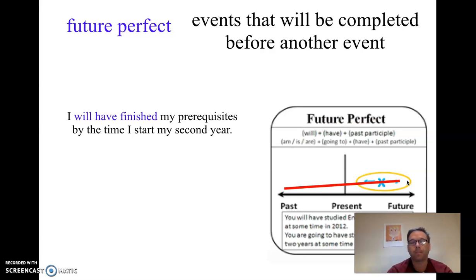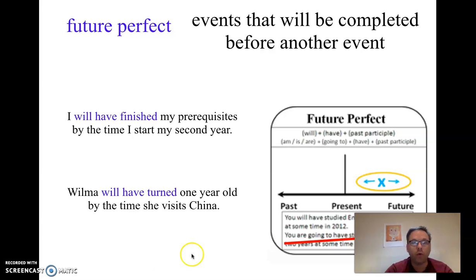Okay. This second one, using the be verb and going to, this is very infrequent. I crossed this one out. I think for the future perfect, the will version is the one you will see probably 90% of the time or more. So I'm going to give you another example for that one. Wilma will have turned 1 year old by the time she visits China.